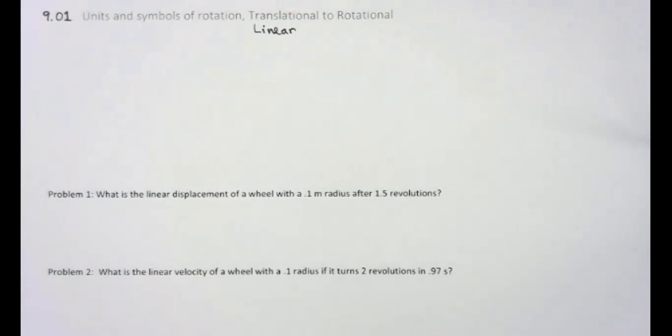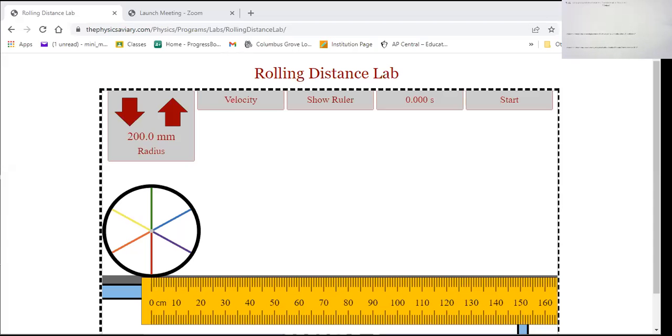To do that, I have an app. So I'm going to share my screen here. What you can see is I have a wheel and the spokes have colors so that I can pay attention to how many times the wheel turns. Down here I have a ruler, and that's going to show me how far I go with a linear distance. So what we're going to do here is compare our linear distance. We're going to look at the distance traveled by both in a straight line, and then we're going to look at the distance traveled in a circle.